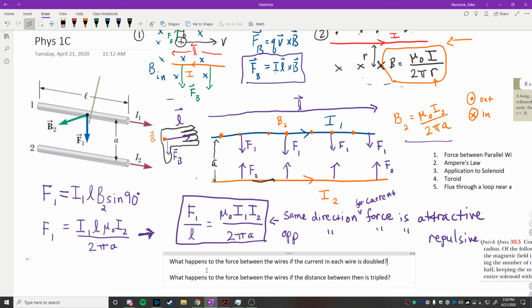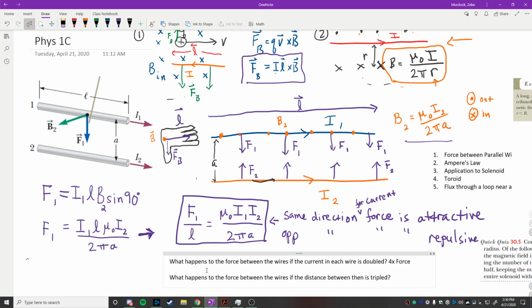First question: what happens to the force between the wires if the current in each wire is doubled? What's going to happen to it? Is it going to become double? Is it going to cut in half? Is it going to become quadruple? Yep, more force for sure, but how much more? Quadruple, exactly. That's right. If the current in the wires is doubled, then you're going to get 4 times the force.